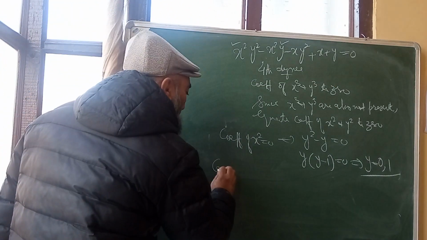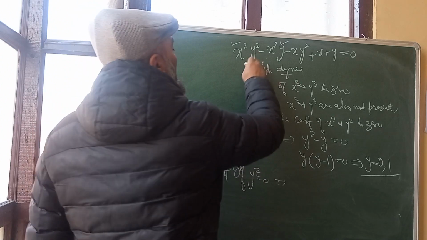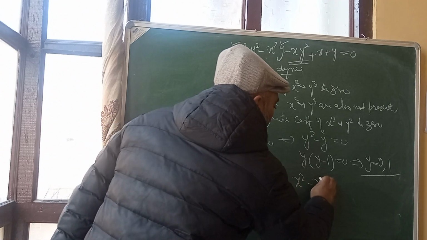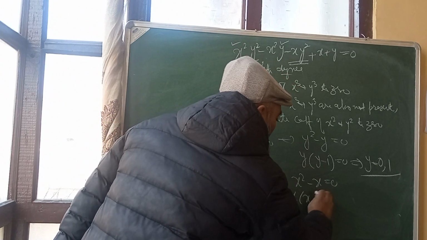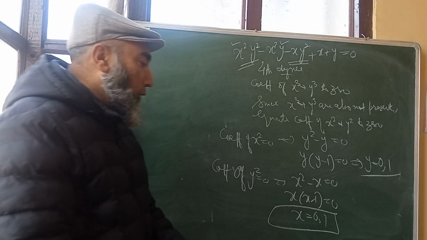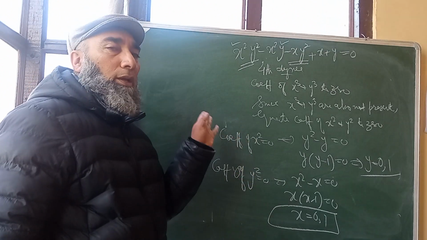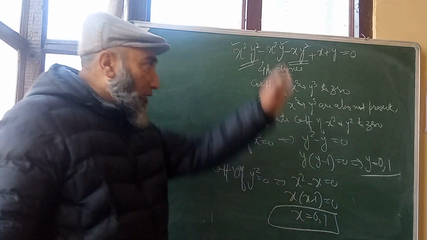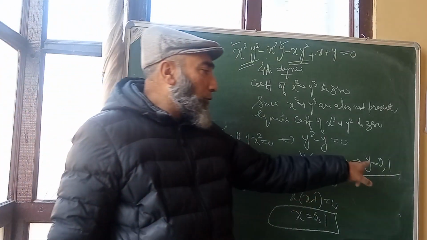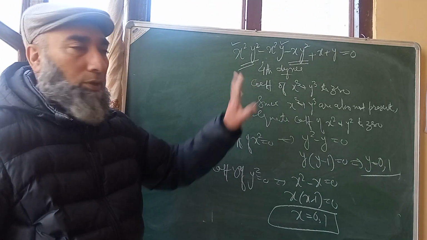Now, the coefficient of y square equal to 0. Here it is y square, here is y square. So what is that? x square minus x equal to 0, so x into x minus 1 equals 0, so x is 0 and 1. These are the asymptotes parallel to the y-axis. x equal to 0 means the y-axis, so this is one asymptote parallel to the y-axis, and x equal to 1 is another asymptote parallel to the y-axis. This was a fourth degree equation. You have two asymptotes parallel to the x-axis and two parallel to the y-axis. There will be no oblique asymptotes.